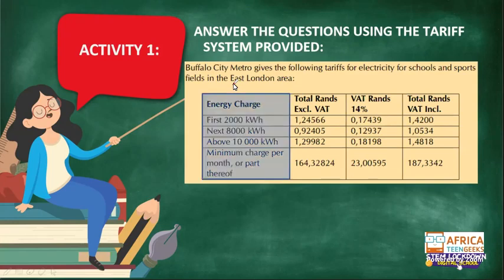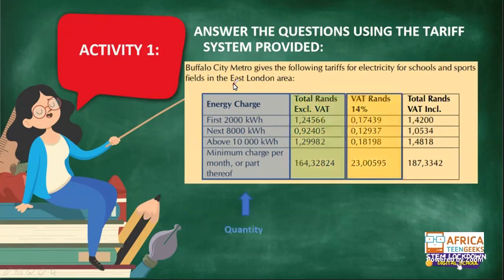Okay, so first of all, what do we know? We know there are different kinds of blocks for the amount of electricity used. Our first block is 2,000 kilowatt hours. Our second block is the next 8,000. And then if they use above 10,000. And then let's look at the last thing they say, a minimum charge per month or part thereof. Okay, so we know we're dealing with electricity units, and they are broken up in different blocks. Okay, what else do we know? There we go. That's the quantity.